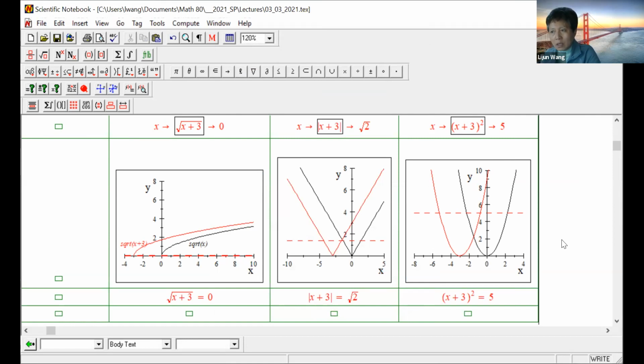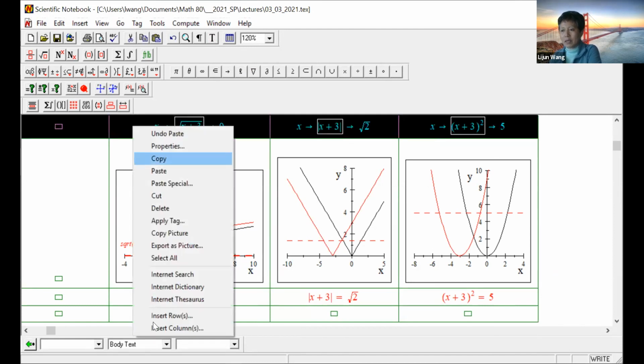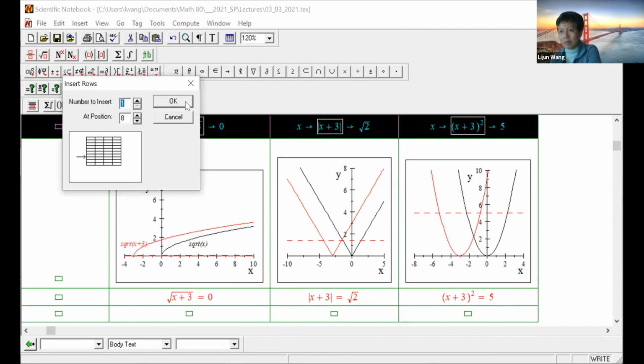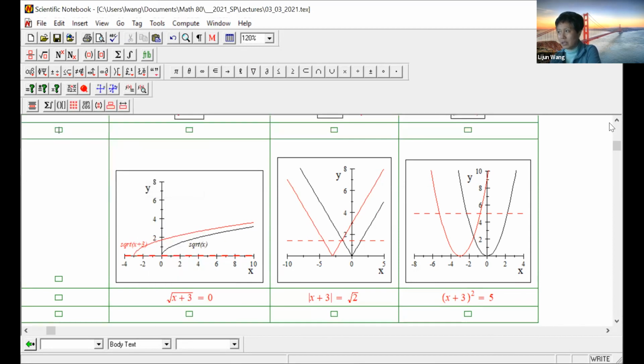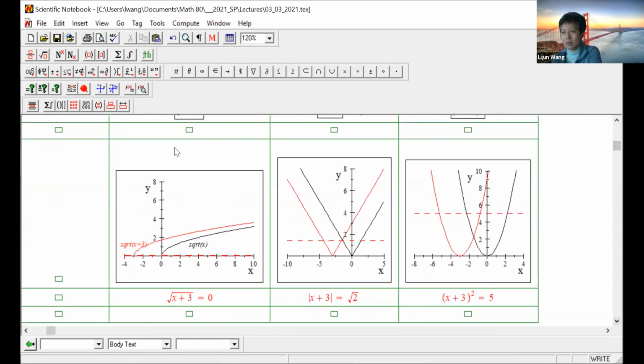Is there any impact on domain? All these shiftings, do they have an impact on domain? Absolutely. You see the red curve here? The domain is no longer from 0 to infinity. It's going to be from -3 to infinity. And this one is still all real numbers, right?